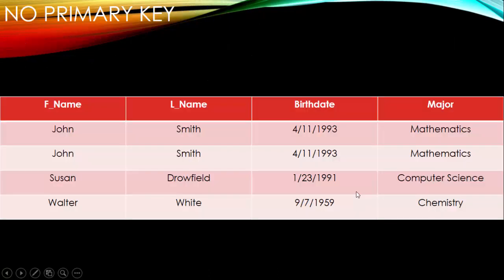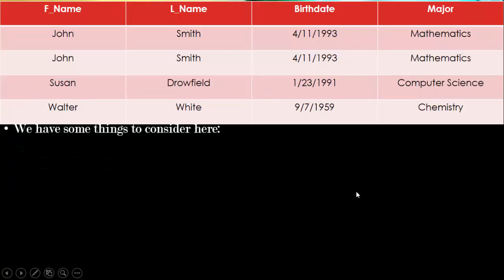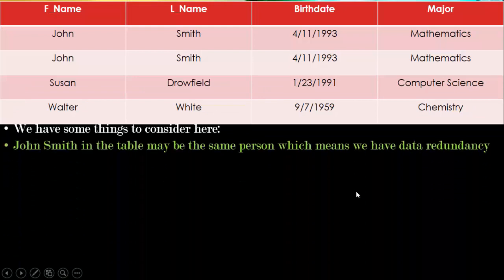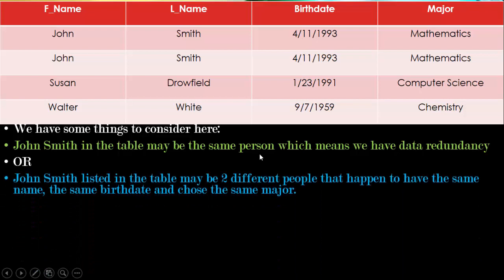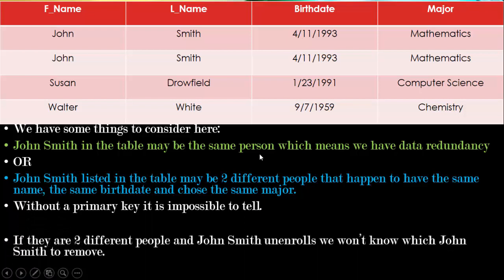So here, there's no primary key, and there are some things we need to consider here. John Smith in the table may be the same person, which means we have data redundancy. I say John Smith appears twice. They may be the same person, or the John Smiths listed in the table may be two different people that just happen to have the same name, the same birth date, and they chose the same major. Without a primary key, it is impossible to tell.